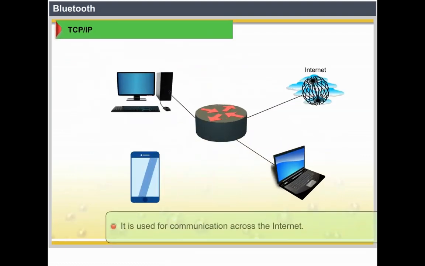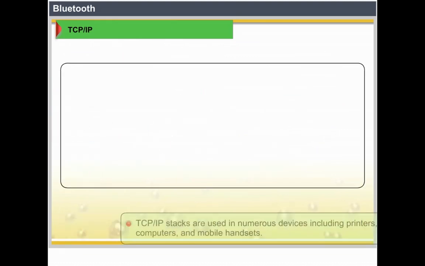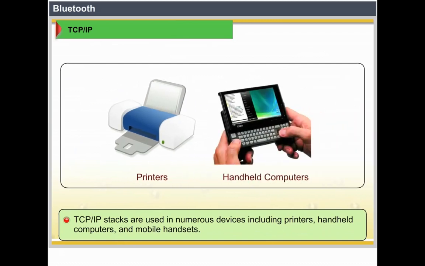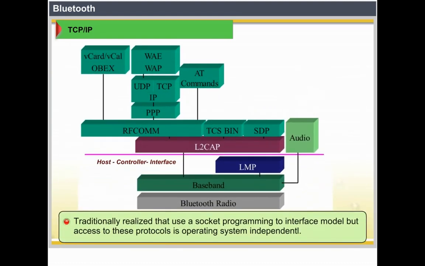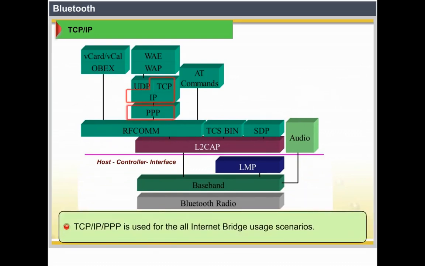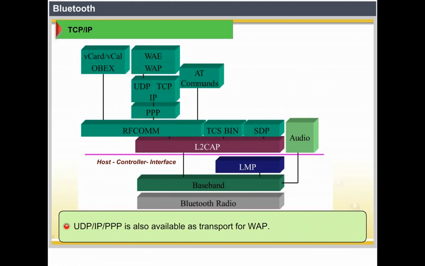TCP/IP. This protocol is used for communication across the internet. TCP/IP stacks are used in numerous devices, including printers, handheld computers, and mobile handsets. Access to these protocols is operating system independent, although traditionally realized using a socket programming interface model. TCP/IP PPP is used for all internet bridge usage scenarios. UDP/IP PPP is also available as transport for WAP.